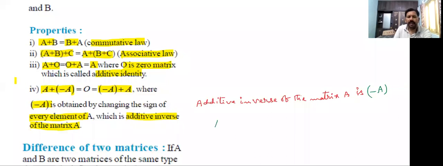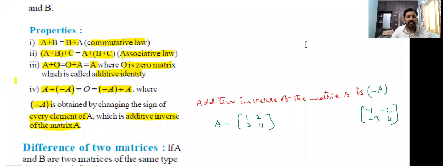For suppose A matrix is 1, 2, 3, 4. Then the additive inverse of the matrix is what? Minus 1, minus 2, minus 3, minus 4. If A is the matrix, then the additive inverse of the matrix A is minus A. That means change the sign of each and every element. Okay. Right.